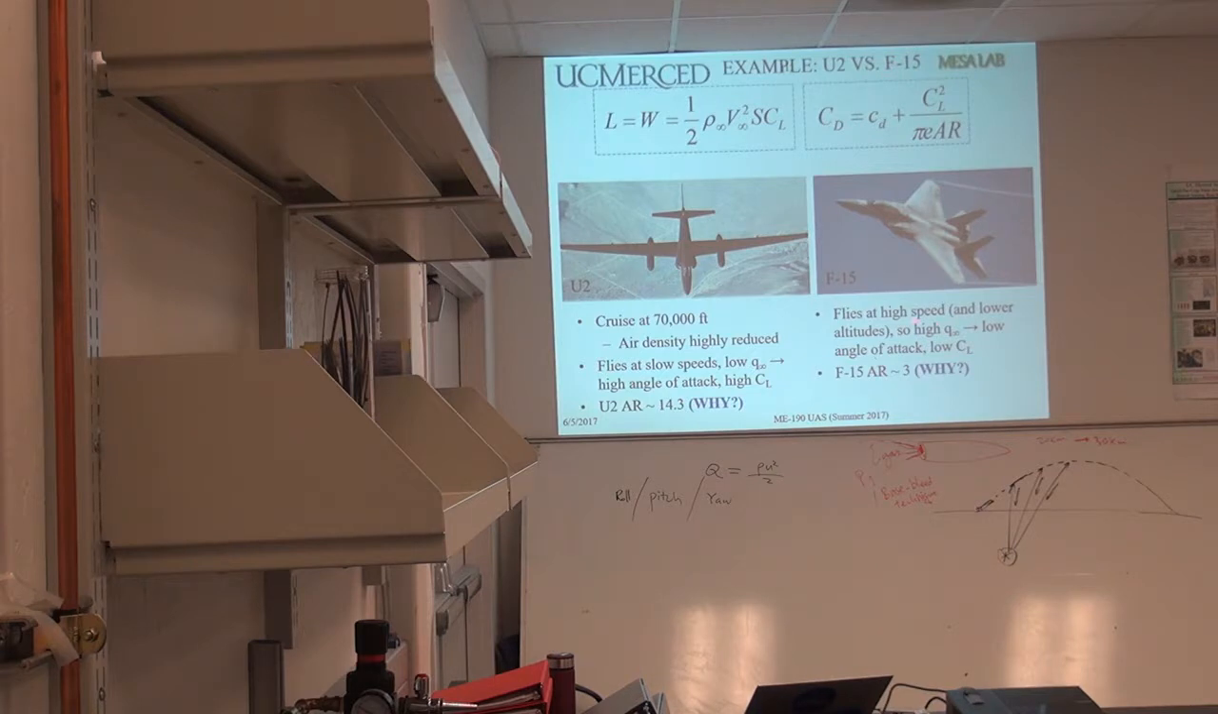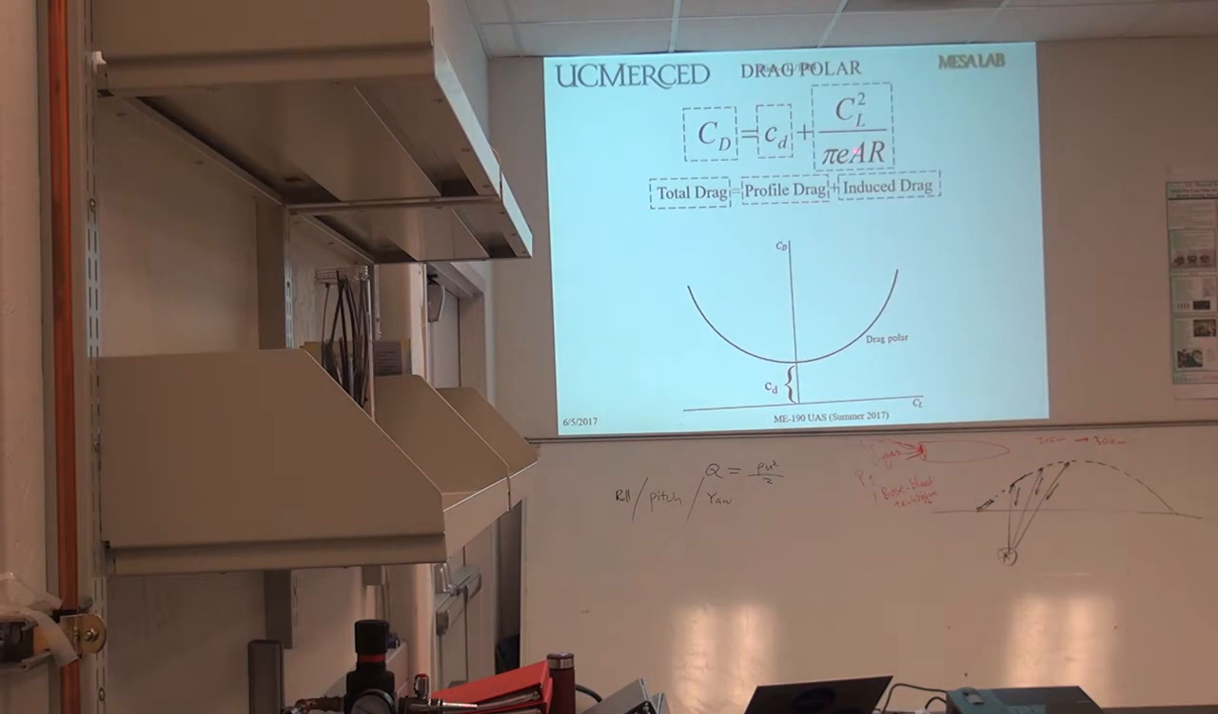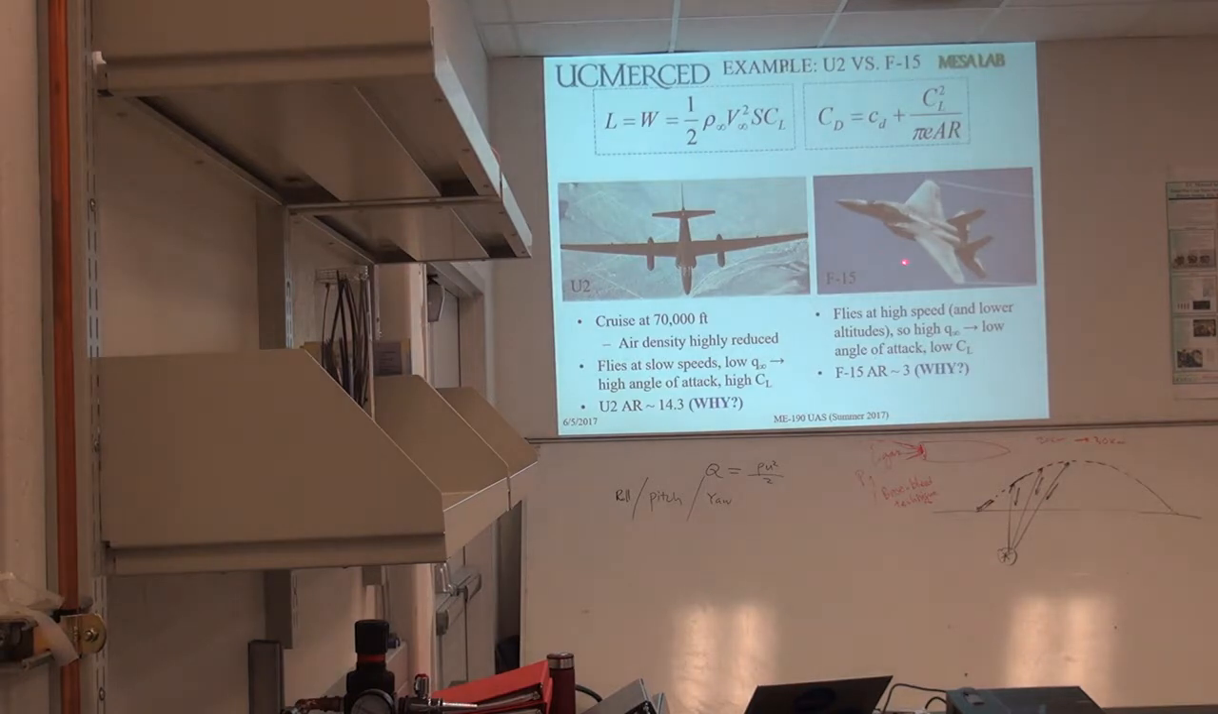However, the F-15 is a fighter jet, flying at very high speed at lower altitude. So the dynamic pressure is very high, the angle of attack could be lower, and the lift is also lower. So the aspect ratio is only 3. In this case, which one has bigger induced drag? This one, the drag is big. Compared to this equation, when this is large, this is small, and when this is small, that is large. That explains why the wing shape and aspect ratio from the induced drag point of view are totally understandable.